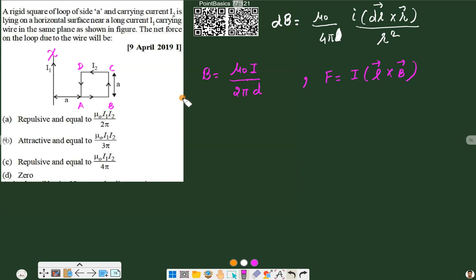Now let's do the calculation first for AB. For AB, as we can see, the direction of current is in the positive x direction, so the direction of the length vector will also be in the positive x direction. So I is I2, the value of current flowing in AB as per the diagram. The direction of the length vector is positive x according to the direction of the current. Suppose the side is a, so a times I cross.